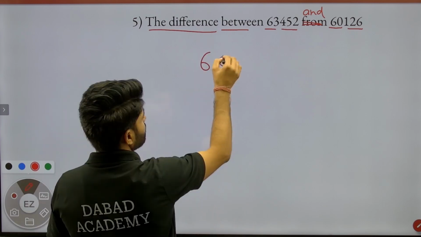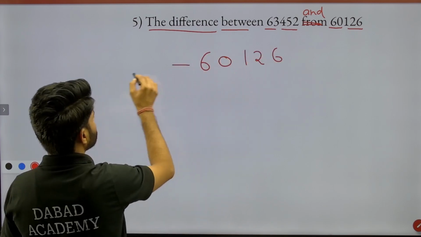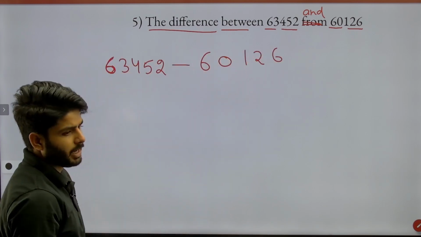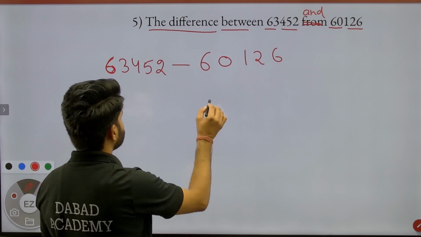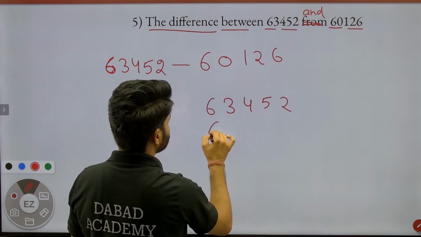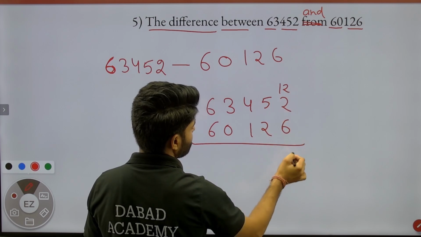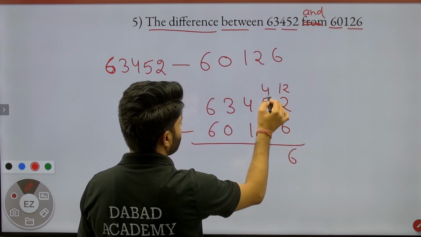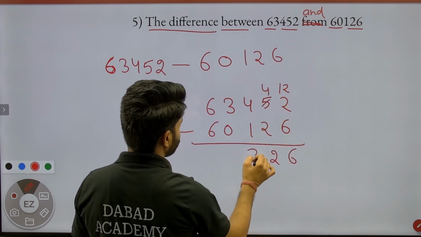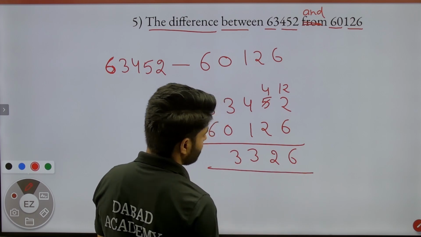Now we have to write 62126 minus 63452. So we have to subtract this number, that is 63452 minus 60126. So we have to take carry 1, that is 12. 12 में से 6 subtract किया, that is 6, that is here 4. 4 में से 2 गया, that is 2. Here is 3. Here is 3. So the right answer is 3326.